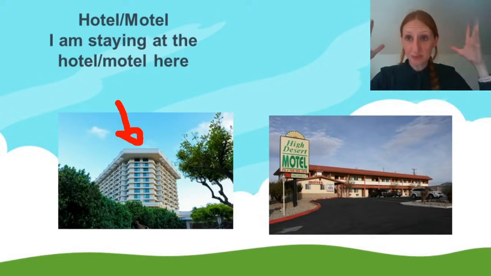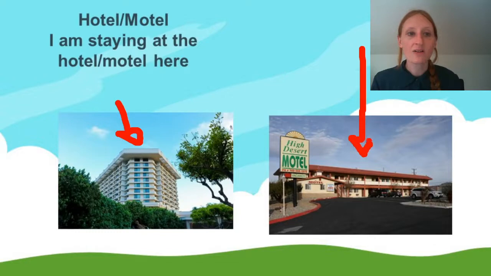And it's usually really, really big. It's not quite small. Motels are usually on the smaller side. Occasionally, they'll be cheaper than a hotel, but it really depends on the area that you're visiting. Some motels usually are not very nice. But again, it depends on the area you're visiting.